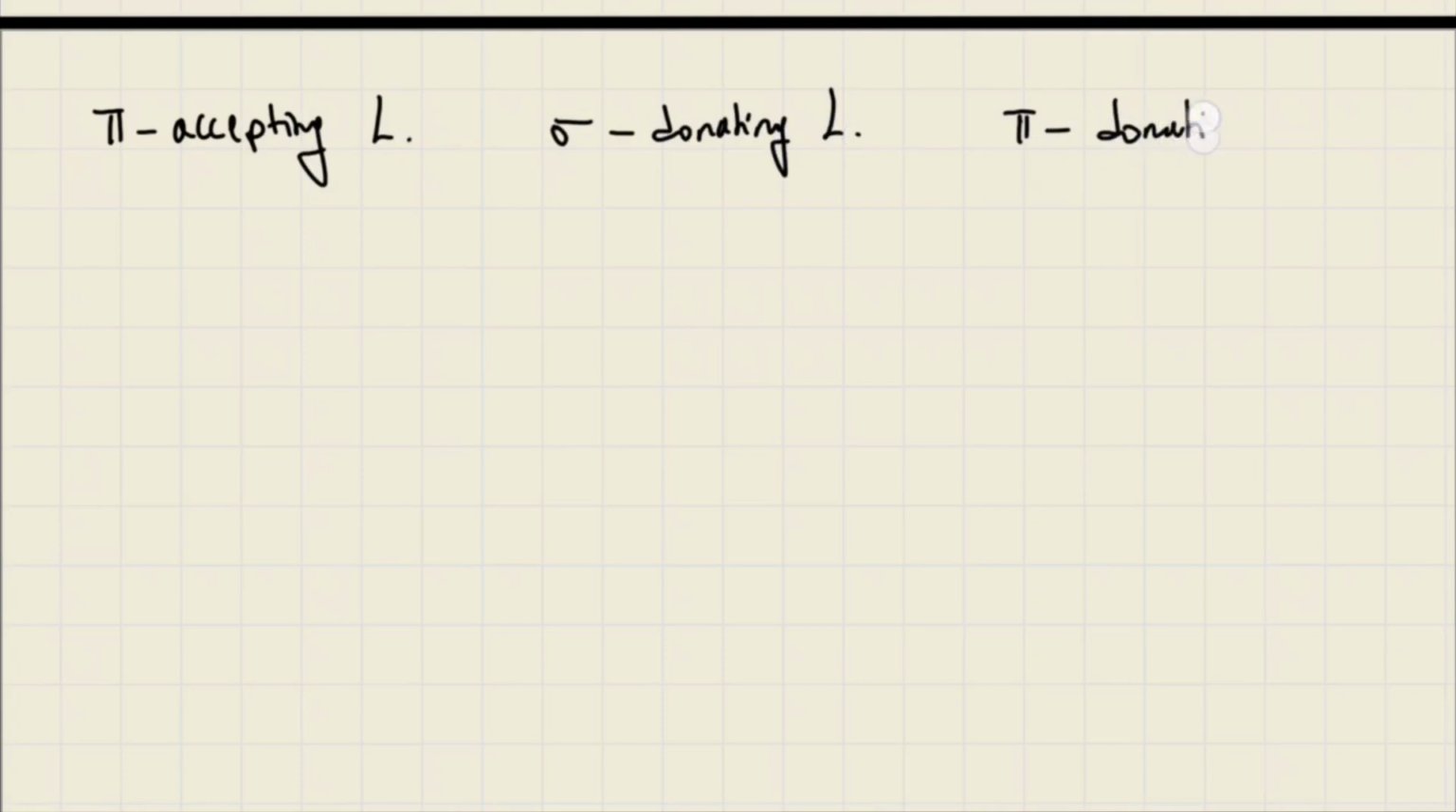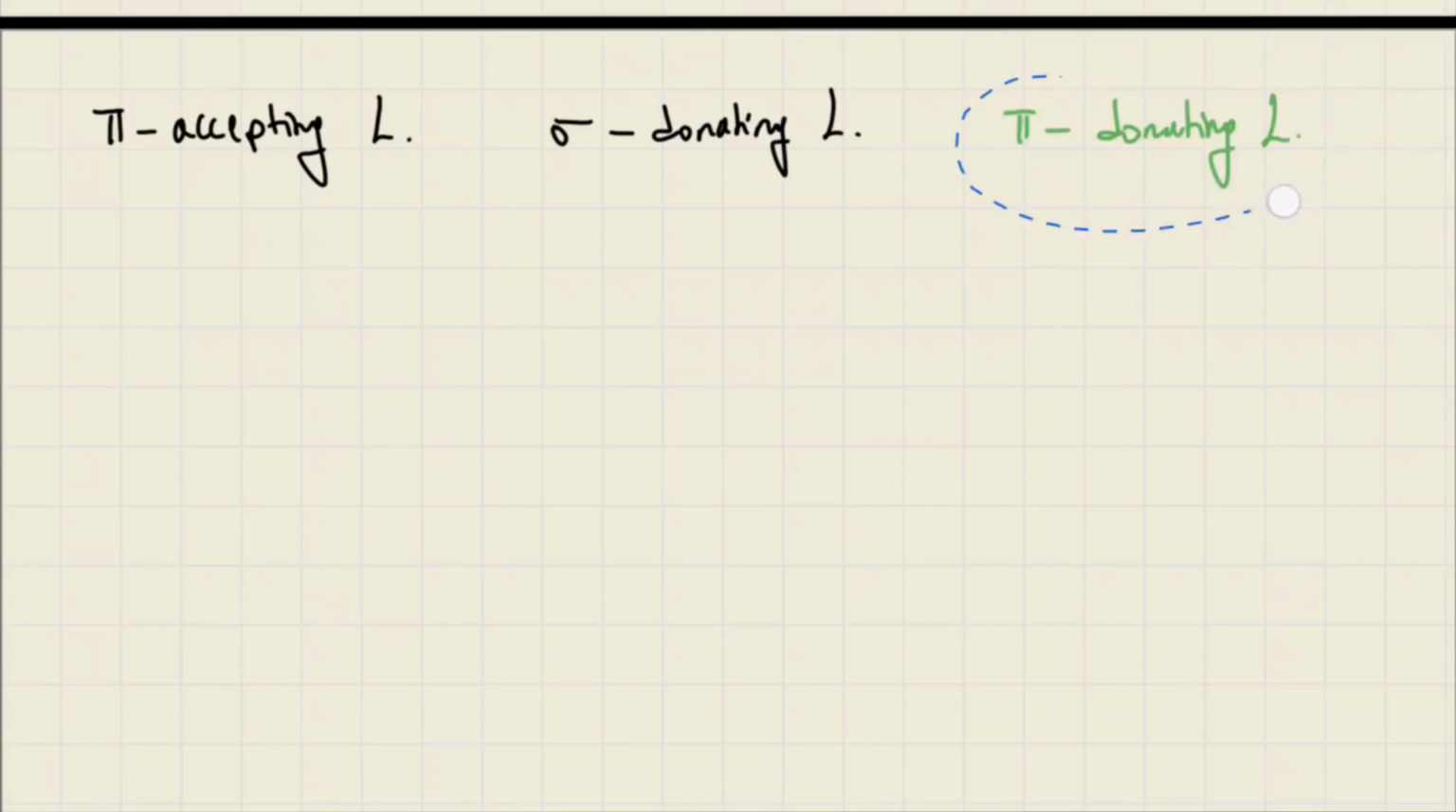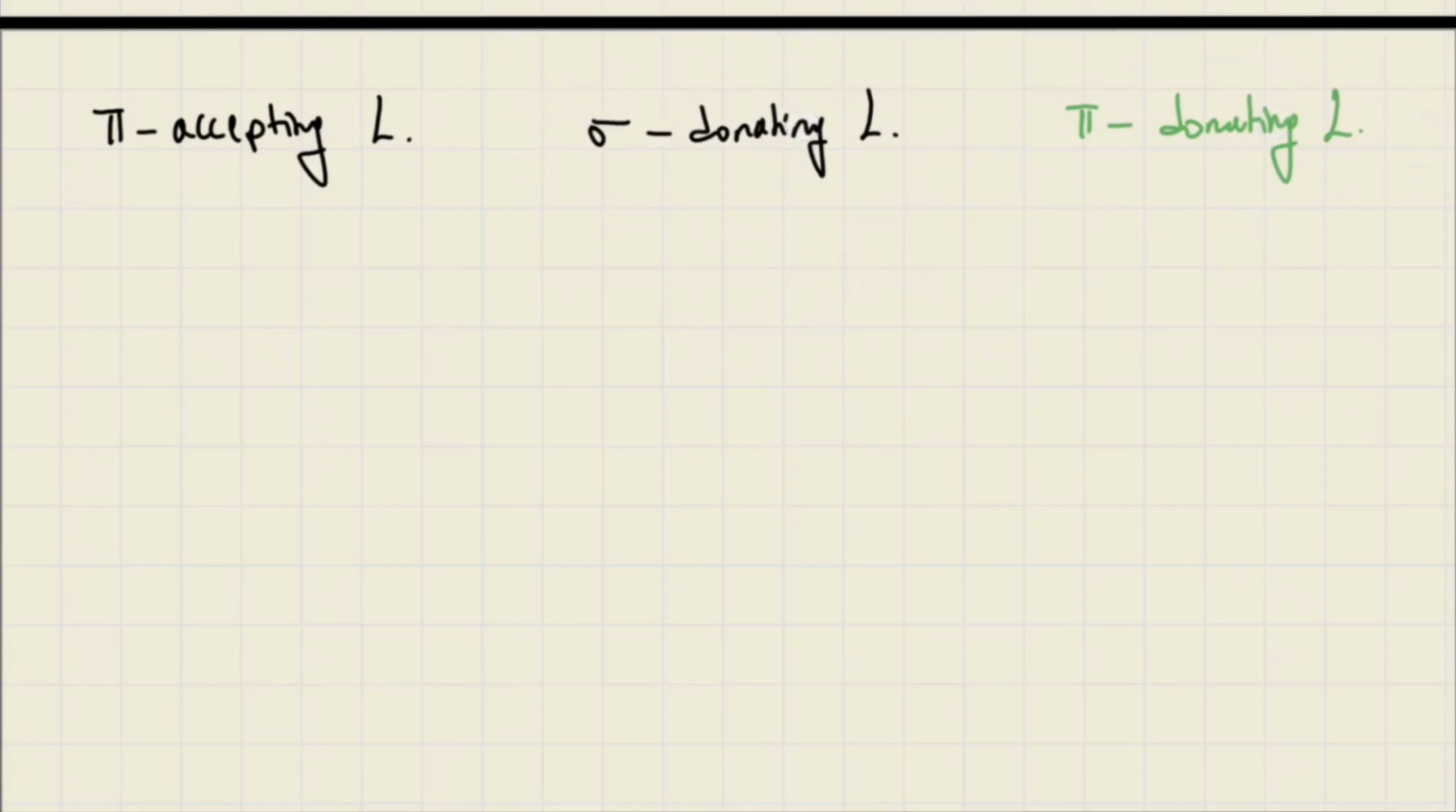Well, as I mentioned in my previous video, we have pi accepting ligands, sigma donating ligands, and we have pi donating ligands. So this pi donating ligand is new for us. I mentioned them in my previous videos, but you might be familiar with the pi accepting and sigma donating ligands.